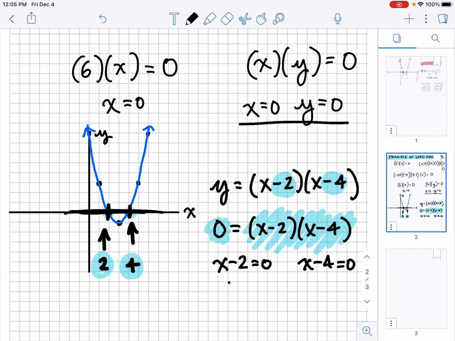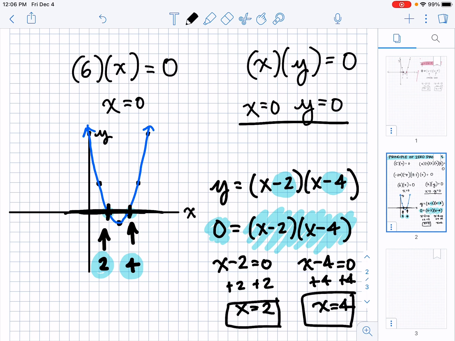And now let's solve those equations. Add 2 to both sides. X is either 2, add 4 to both sides, or 4. We have just solved for our x-intercepts. Ta-da!